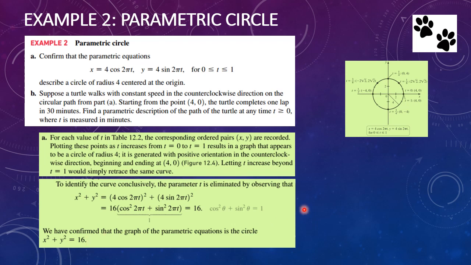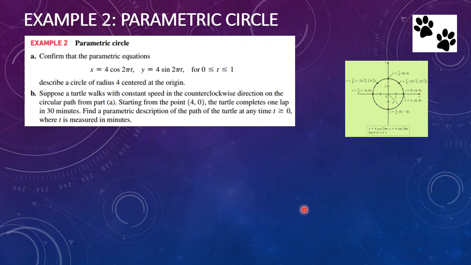Okay? So we're going to pull from some prior knowledge in trigonometry here to help us map these things in the orientation as well. So now let's look at problem B. Suppose a turtle walks with constant speed in the counterclockwise direction on the circular path from part A. So now we have a turtle, and he's moving around this circle at a constant speed. He's starting at (4, 0), and he completes one lap in 30 minutes. So now instead of t equals 1, we have t equals 30 minutes to go one revolution. Find a parametric description of the path of the turtle at any time t greater than or equal to 0, where t is measured in minutes.